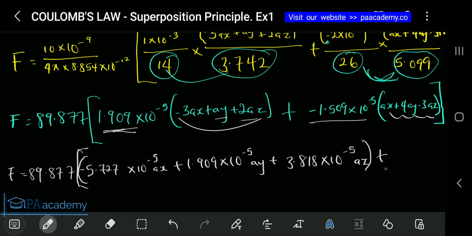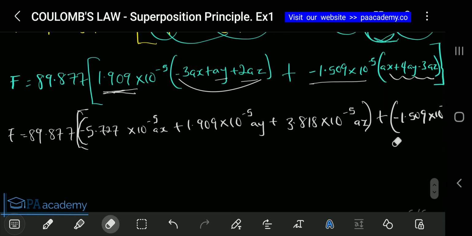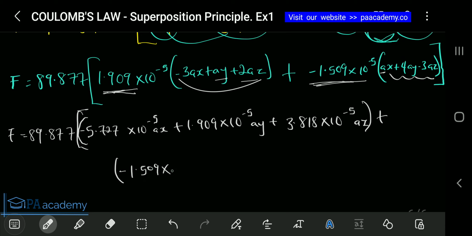So that will give me plus minus 1.509 times 10 raised to the power minus 5. Okay, so let me just write it on another line because of space. So that will be plus. This plus here is the same plus I'm having here. So pay attention to this sign also. So if I use this minus 1.509 times 10 to the power minus 5 to multiply AX, it will still give me minus 1.509 times 10 raised to the power minus 5 AX.